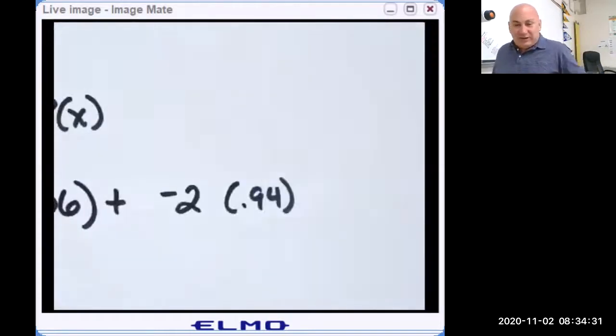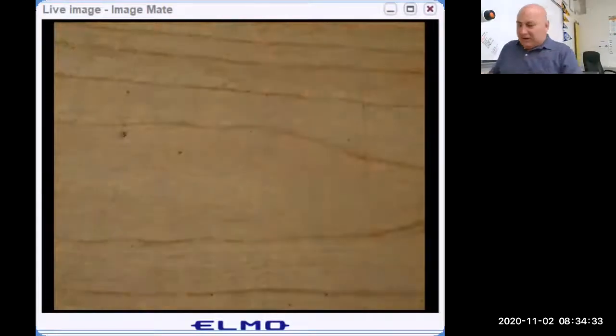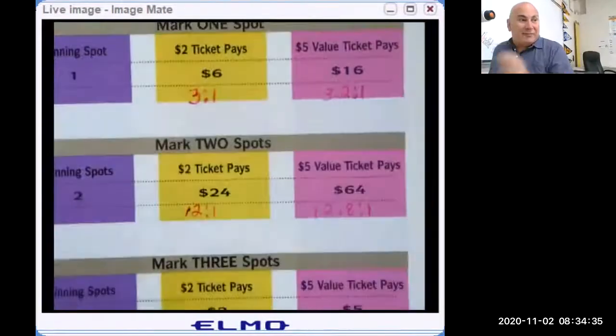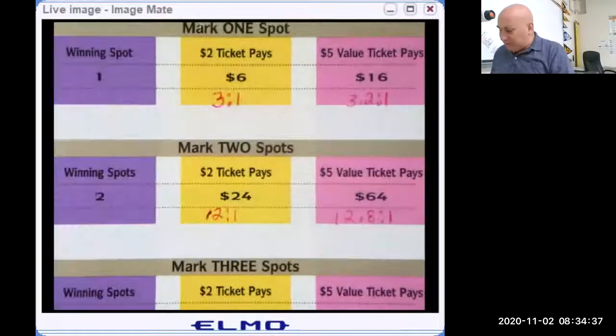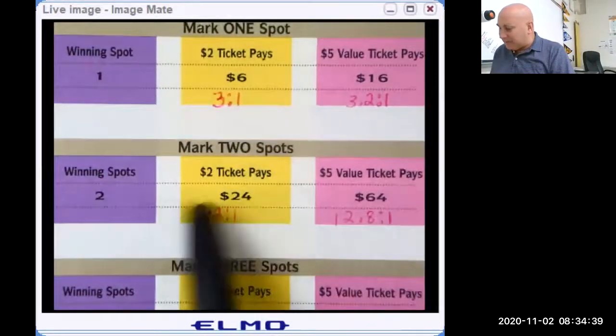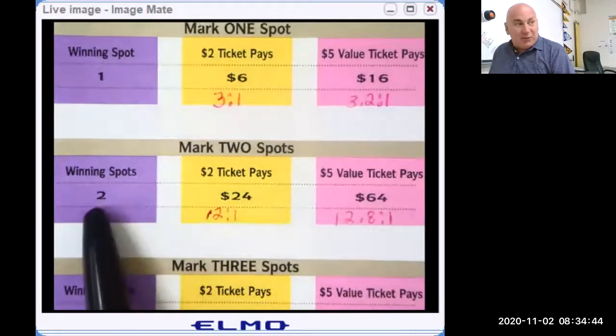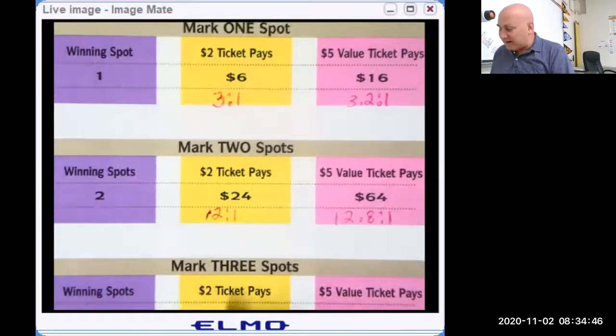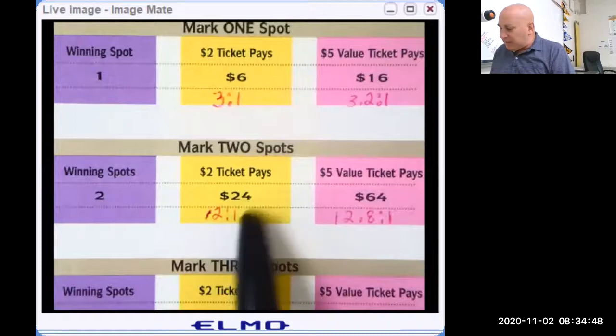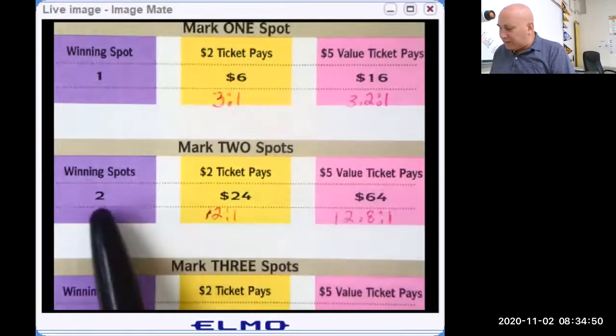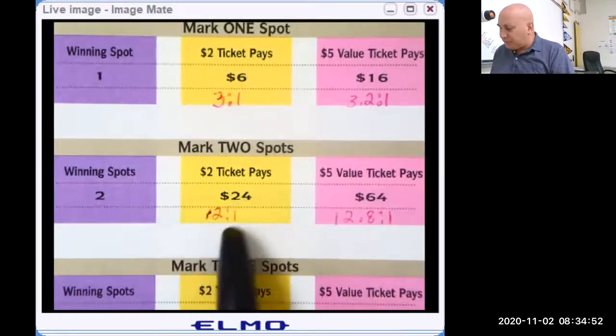Let's get the data first. Now let's look at a 2-spot game. Let's write this information down for a 2-spot game. So you must win both spots. So that's kind of handy dandy. You can see that if you pick both numbers, you're going to get a payoff of 12 to 1 on your bet.